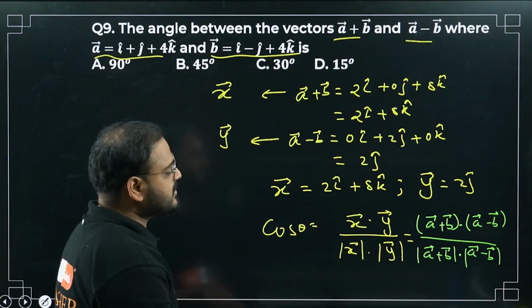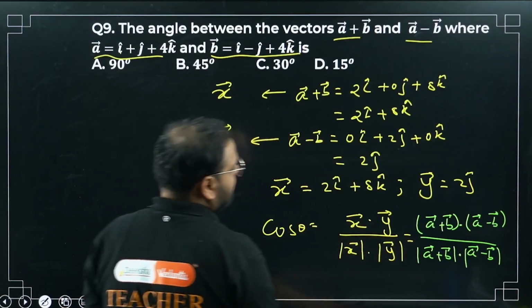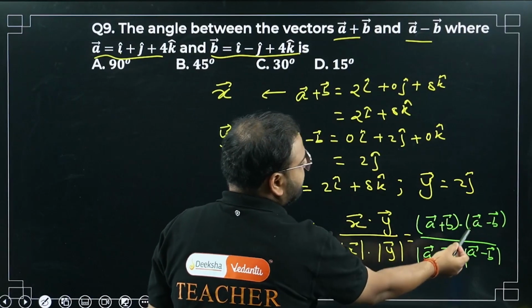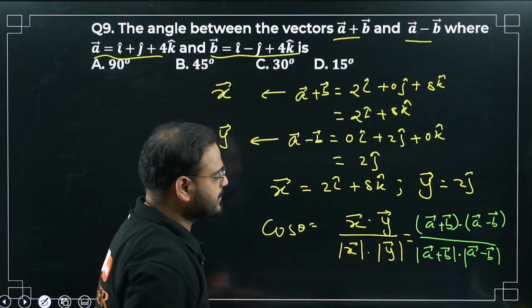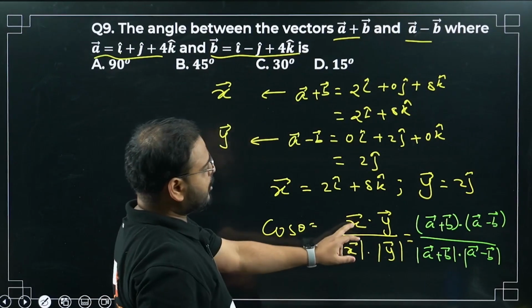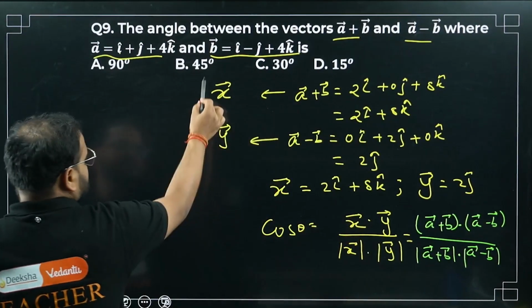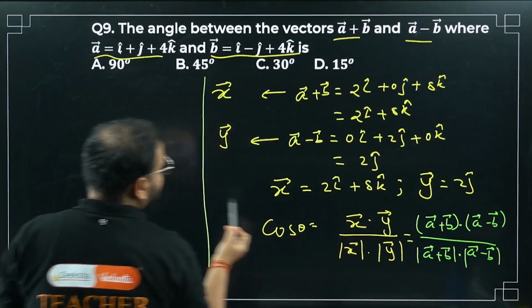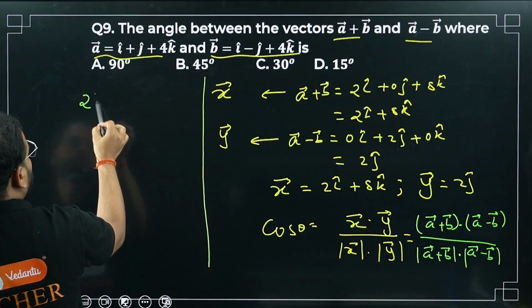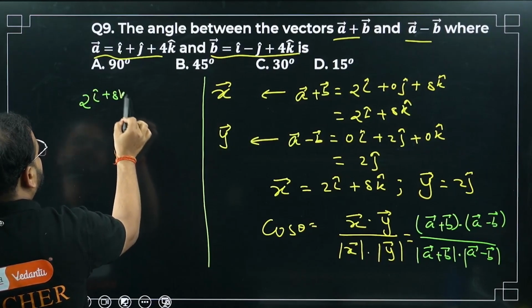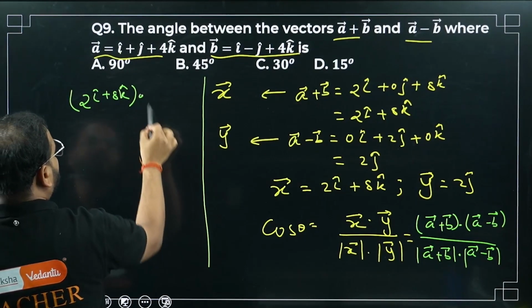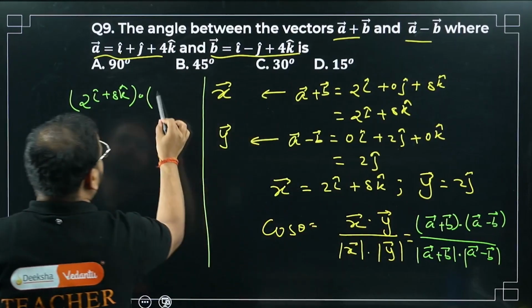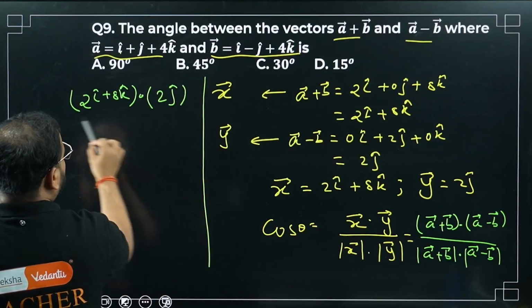Okay, great. Now with this value known, what is it? Please have a look. A plus B vector dot A minus B vector. So multiply this, please. Dot product of what is this going to be? Vector X is 2i cap plus 8k cap. So 2i cap plus 8k cap dot with what? Dot with 2j cap. Divide by whatever it is.